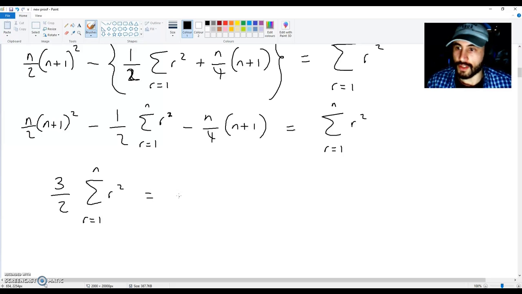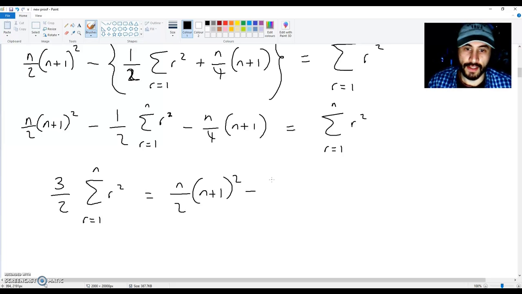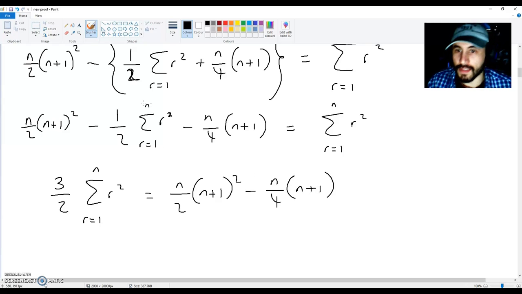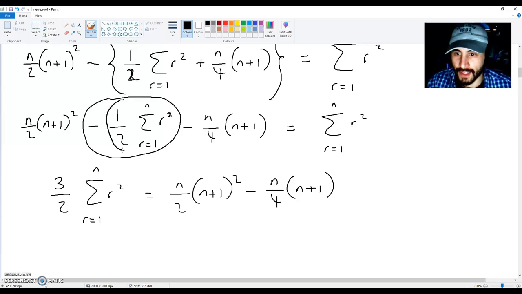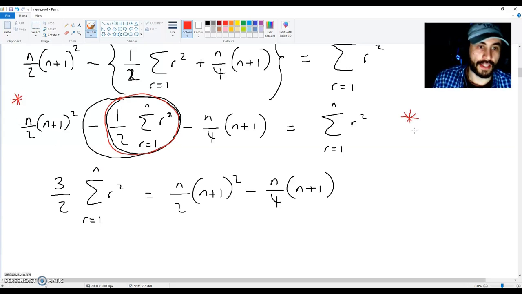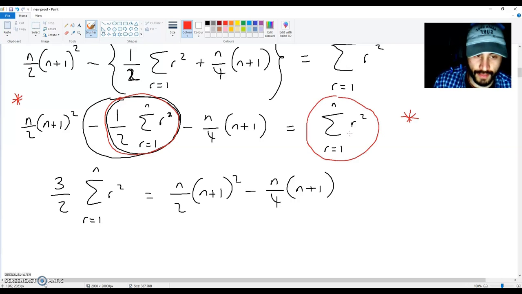is equal to n over 2 multiplied by n plus 1 squared minus n over 4 multiplied by n plus 1. This is because we added this value over here. I'm going to put it in red. We've added this value over here to both sides of this equation, to this side and also to this side. So instead of having just one of these, we have 1.5 of these, and that's in fact 3 over 2. So we end up with this, okay?